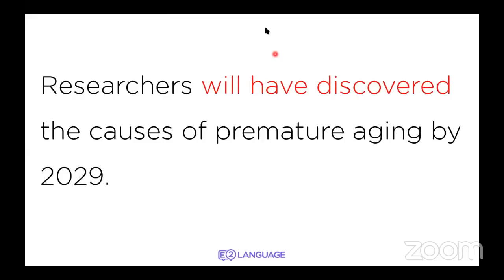It is will have discovered. This is the reference to the future. Researchers will have discovered the causes of premature aging by 2029. This is not a verb. This does not refer to the future. It's this thing that does.